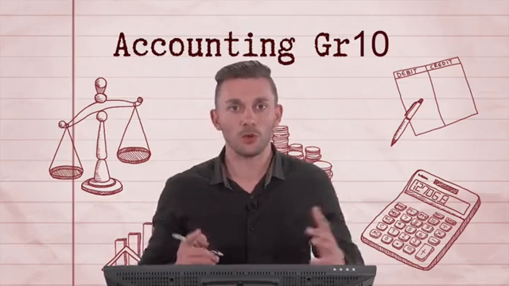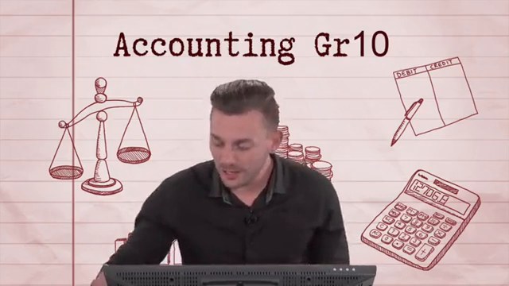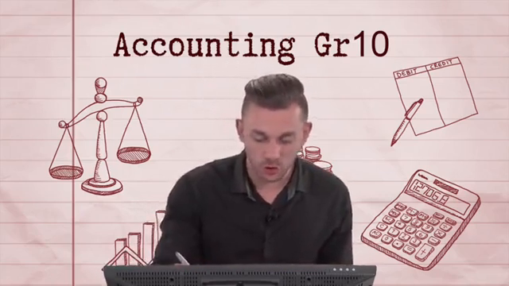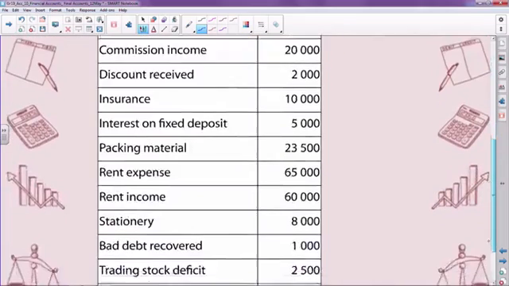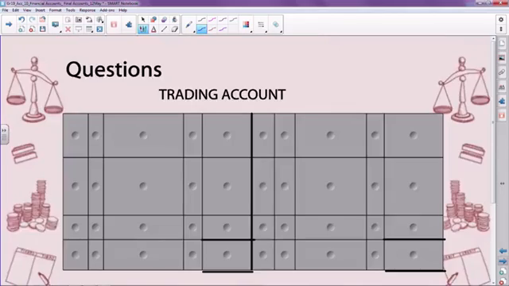Okay guys, I hope you got the trading account right. Let's go and quickly check what you should have used. You should have used the debtors allowances and the sales and the cost of sales. Now, let's go and look at your trading account. I think it's on the next page. There it is. So your trading account, let's quickly number it.